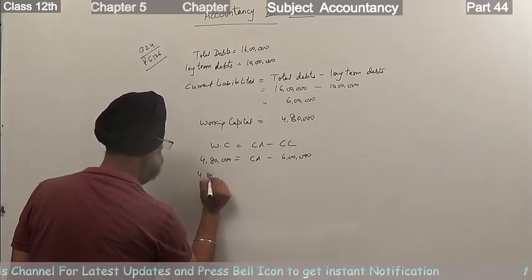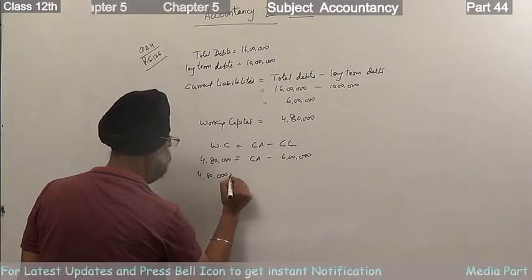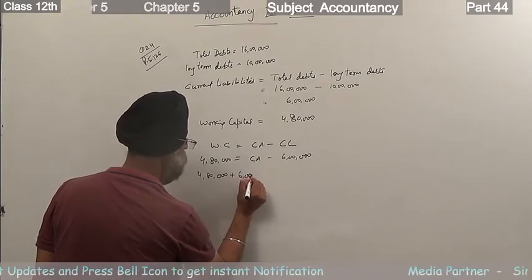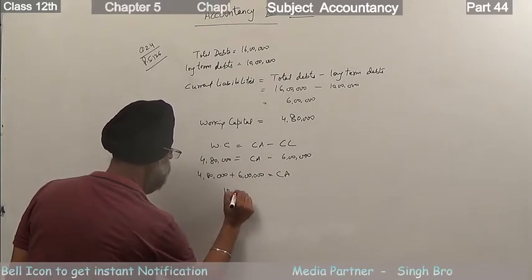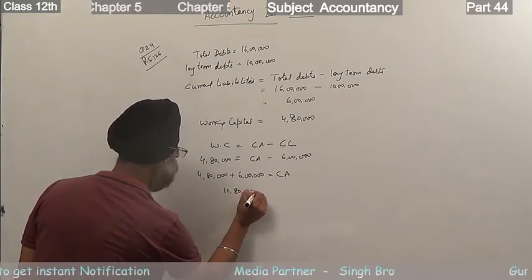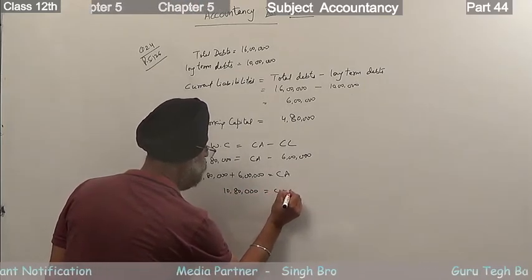This value comes here, plus 6 lakh. Current assets: 10,80,000 rupees. This is current assets.